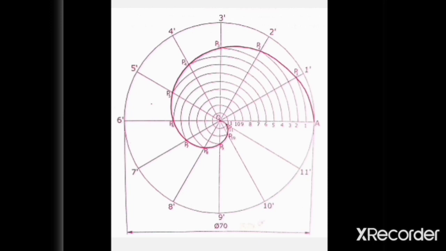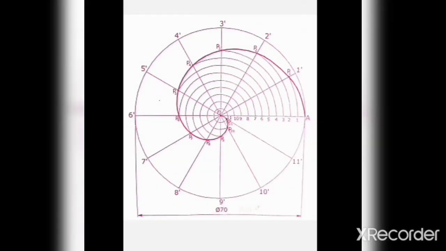First we have to mark the center point O. Then we have to draw a circle of diameter 70 mm and radius 35 mm. Divide the circle into 12 or 8 equal divisions.